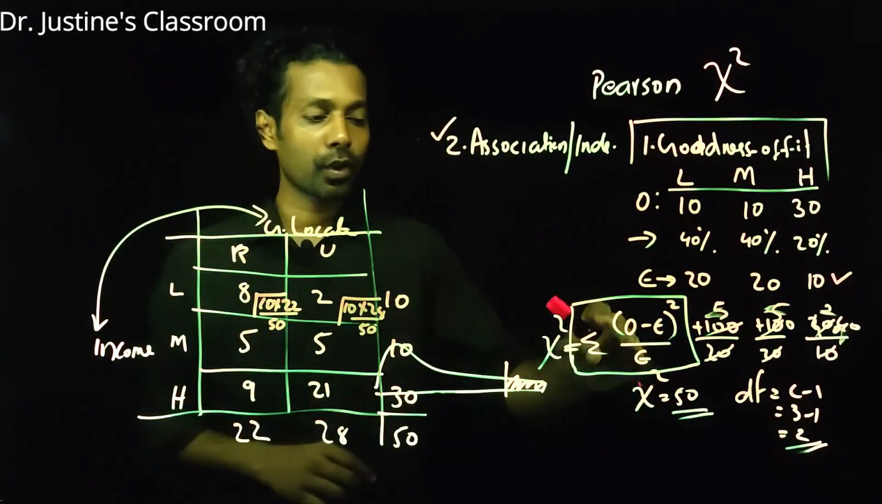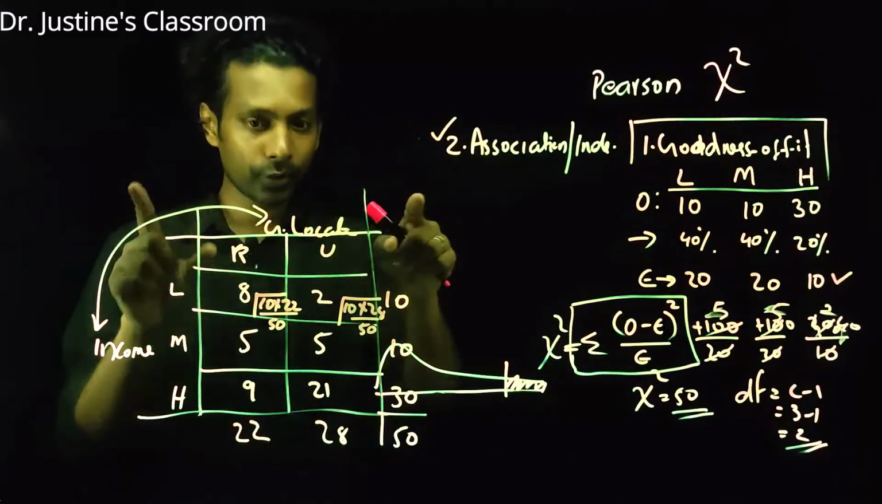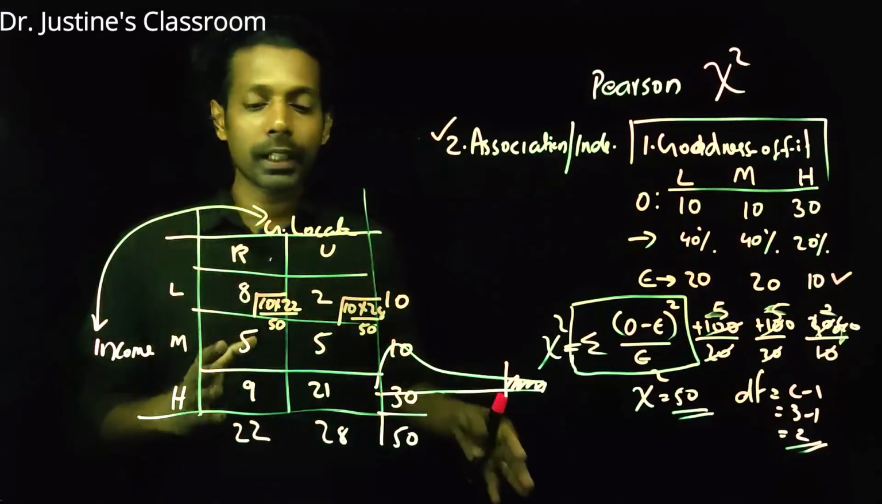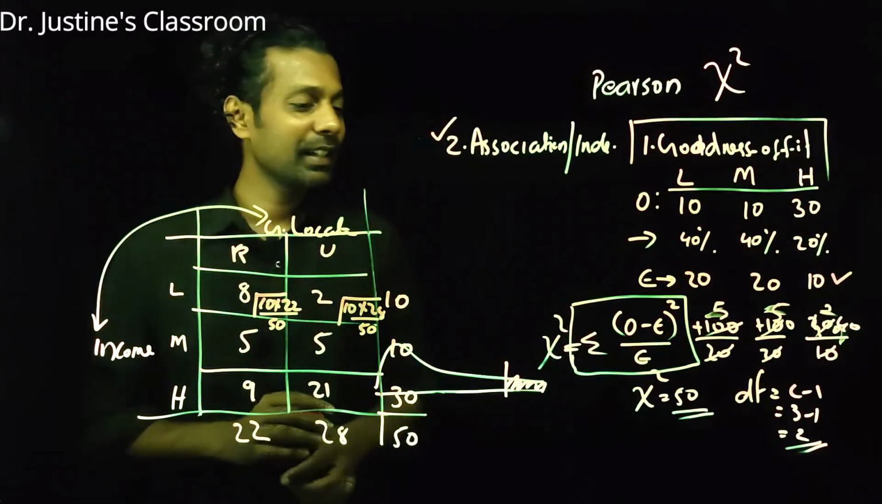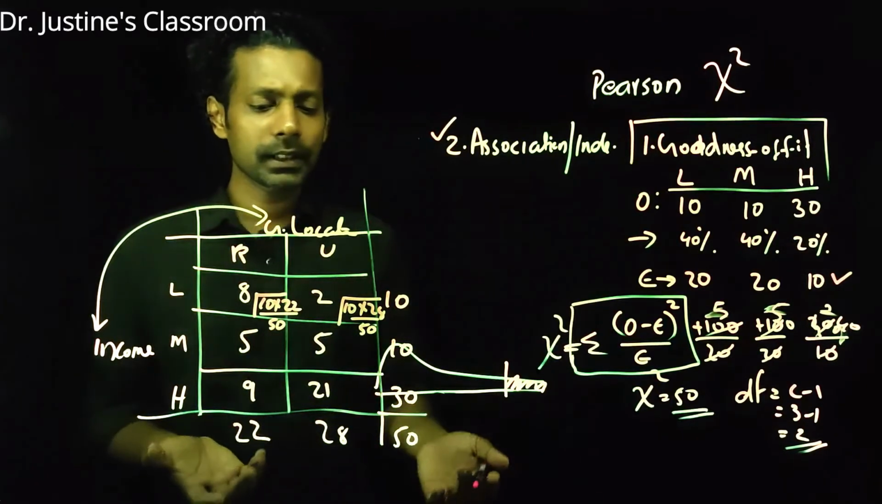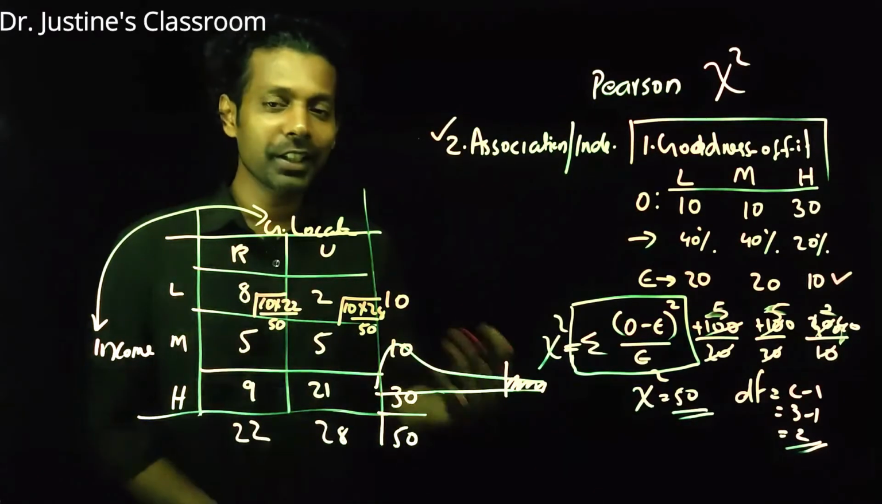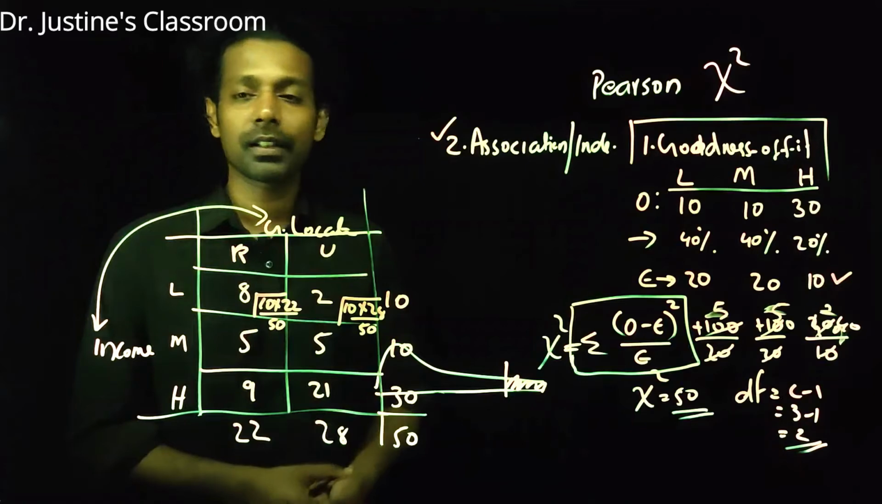Then you can easily go for observation minus expectation, square of it divided by the expectation. Add all the data, and you will get a chi-square value here. See that? This is a very frequently used method in psychological research.